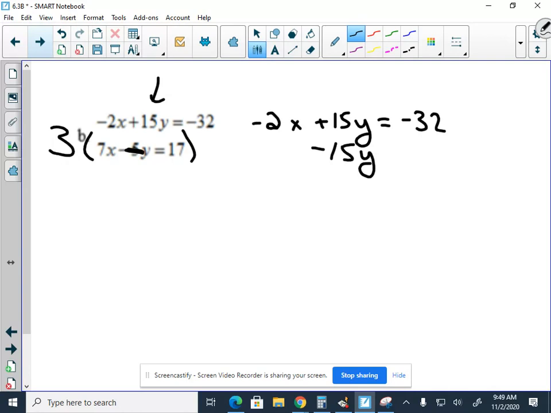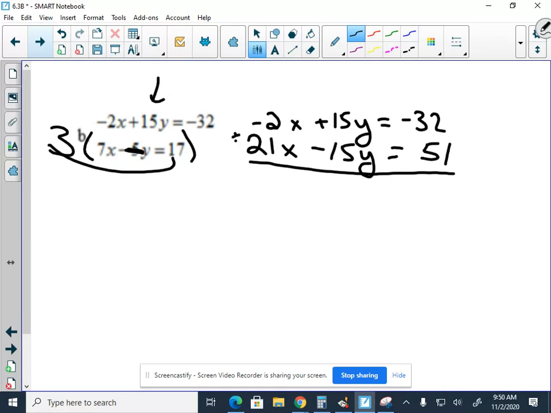Now, this 3 times 7 is 21x. 3 times 17, use your calculator if needed, you get 51. Now we put them together. This is a positive 21 minus 2 gets me 19x. These eliminate, thus the name of the process. We're trying to make them eliminate. 32 minus negative 32 plus 51 is also 19. If we divide by 19, we're going to get that x equals 1.